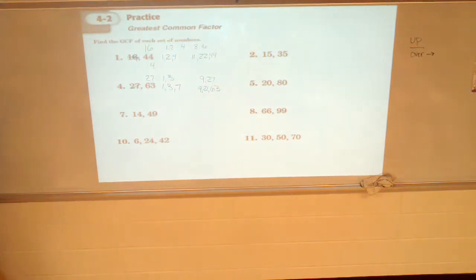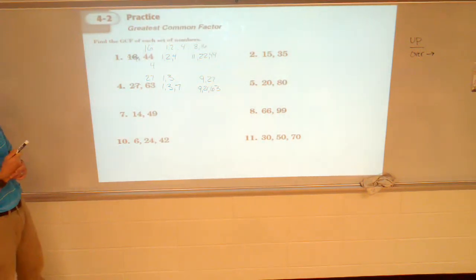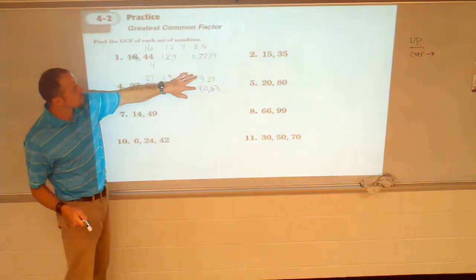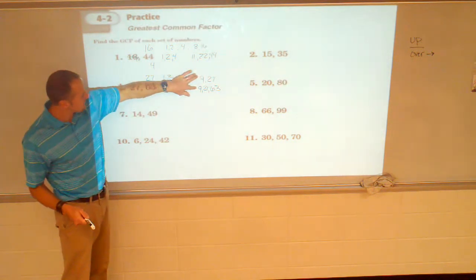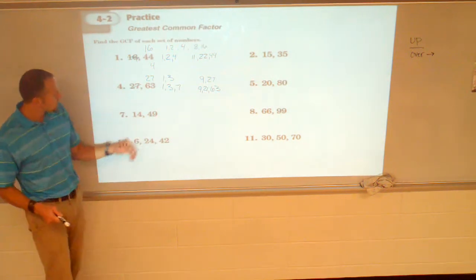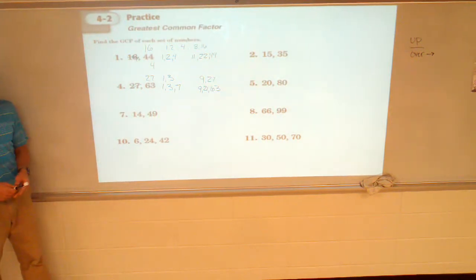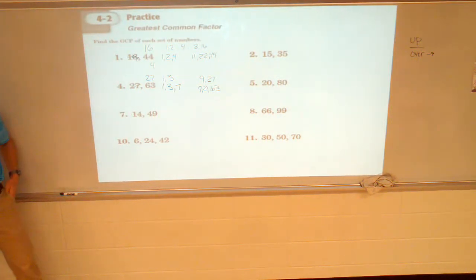So the greatest common factor of 27 and 63 is what? Cheyenne, what is the greatest common factor of 27 and 63? 9. Greatest common factor of 27 and 63 is 9. Let's do, everybody on your whiteboards, do number 7. Find the greatest common factor of 14 and 49.